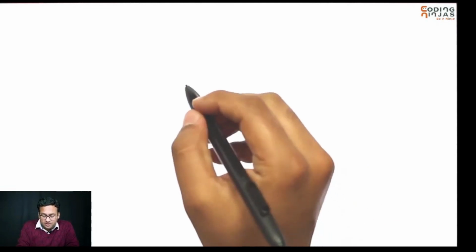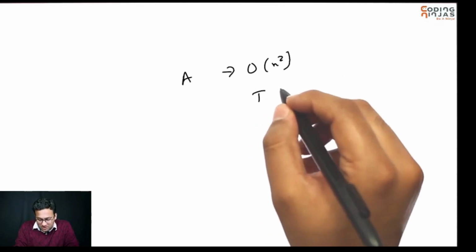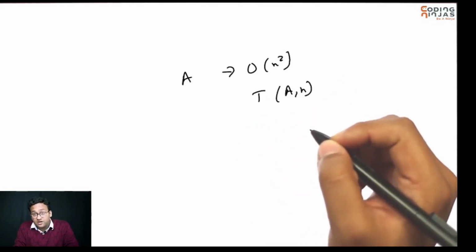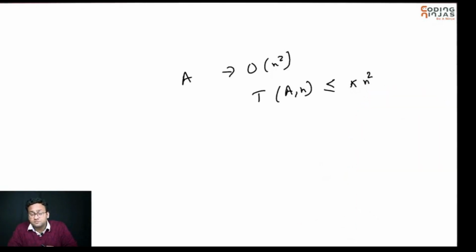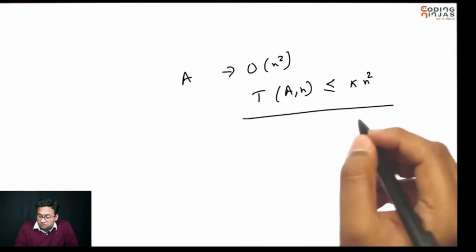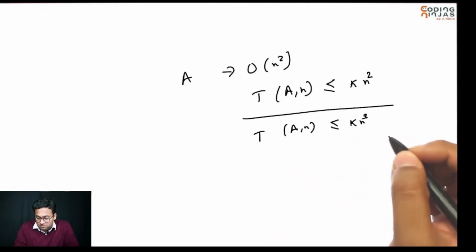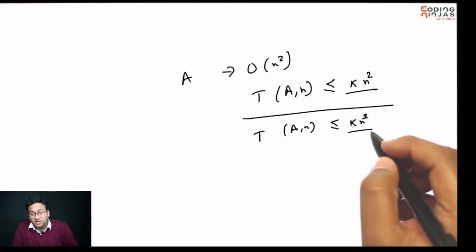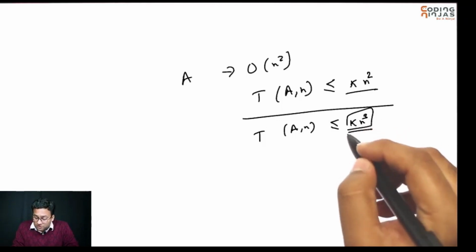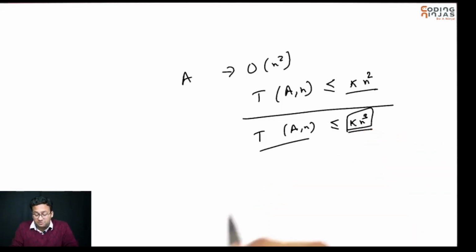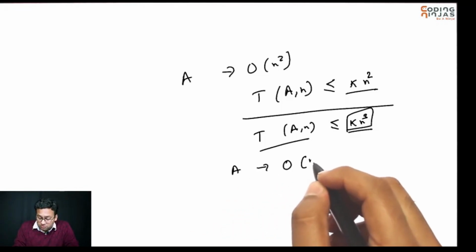Technically speaking, if an algorithm A is big O of n square, that means time taken by algorithm A for an input size n is less than or equal to some constant k into n square. If you see, technically speaking, I could say this as well. If it's less than kn square, it has to be less than kn cube. So in a way, kn cube is also an upper bound on the time taken by the algorithm. So I can say my algorithm is big O of n cube.